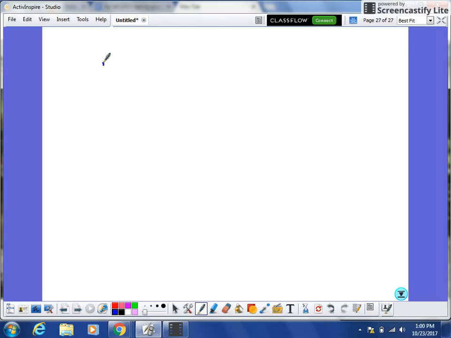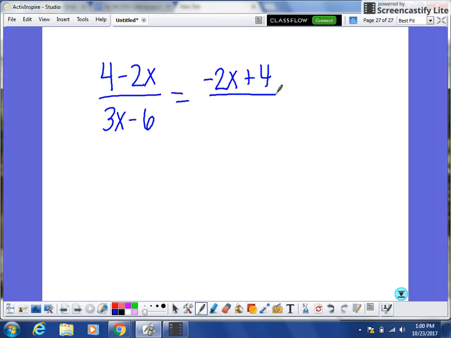Example 2. You've got a 4 minus 2x, and then we've got a 3x minus 6. We don't like that x term being second, so I'm going to move it to the front and make that a negative 2x plus 4. On the bottom, still a 3x minus 6.